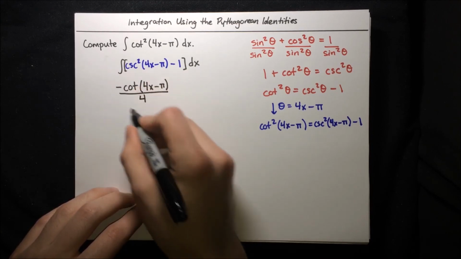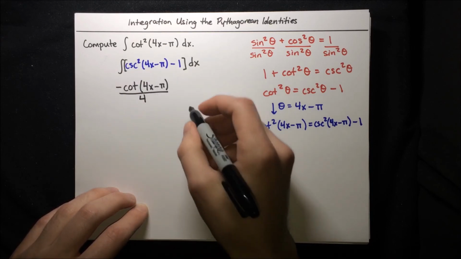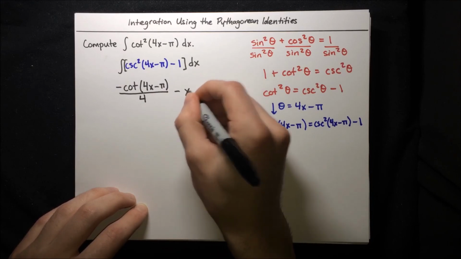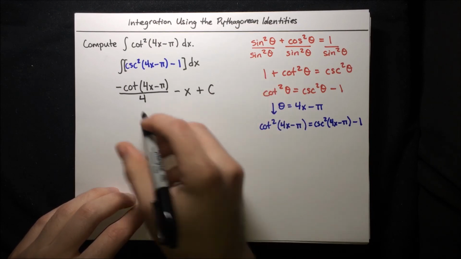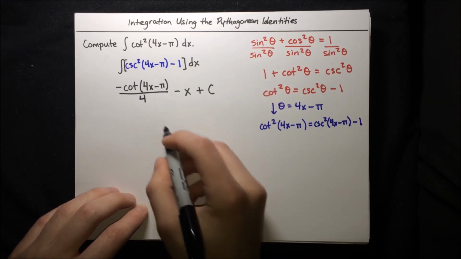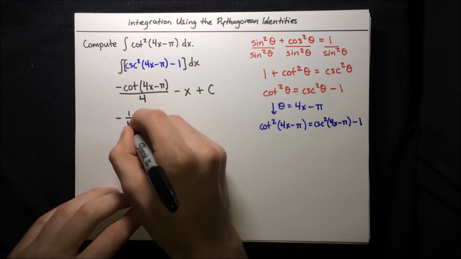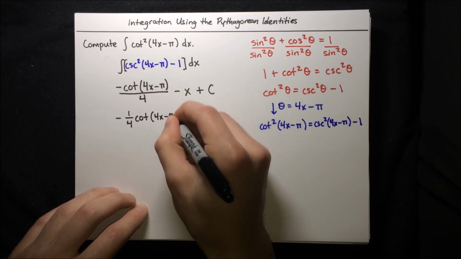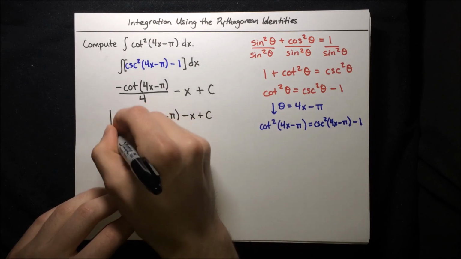Okay, so this whole expression is the integral of cosecant squared of 4x minus pi, and then minus 1. Take the integral of that, you just get minus x. Then don't forget your constant of integration. And why don't we clean this up a little bit? Let's turn that divided by 4 into just a multiplication by 1/4. So negative 1/4 cotangent of 4x minus pi, minus x, plus constant. And bam, we're done.